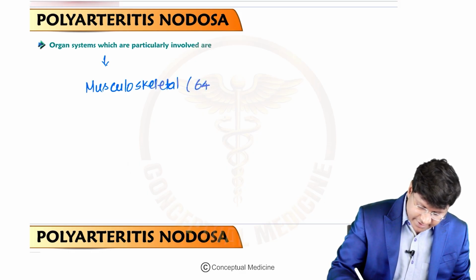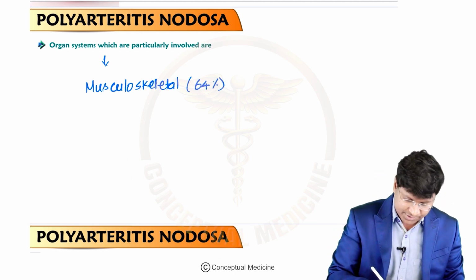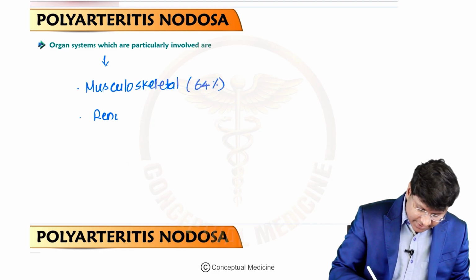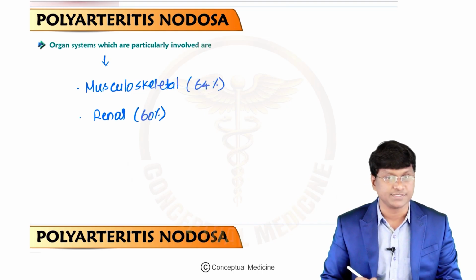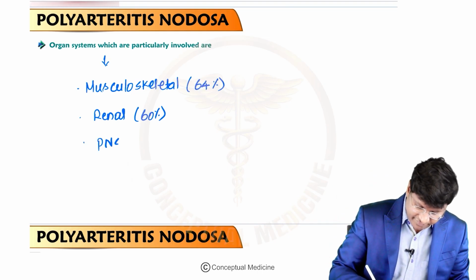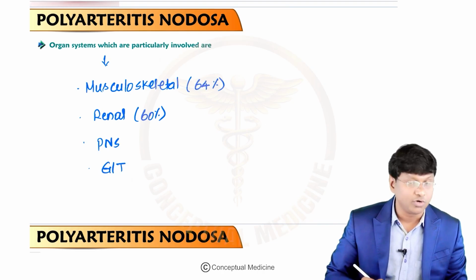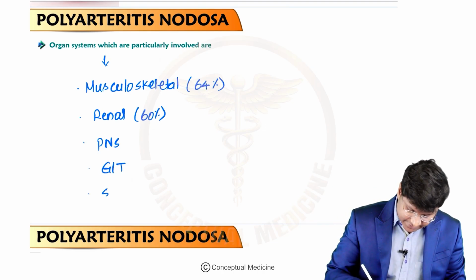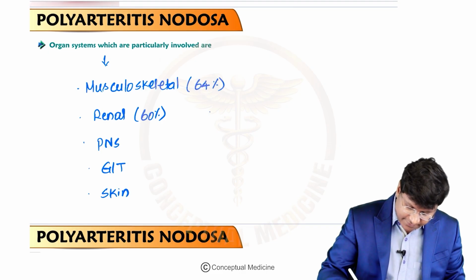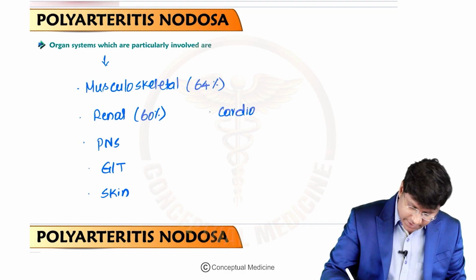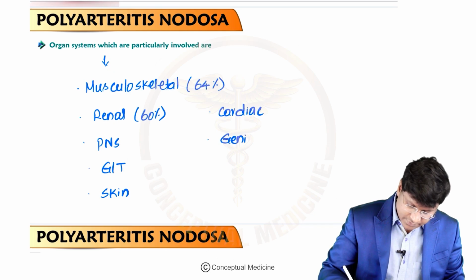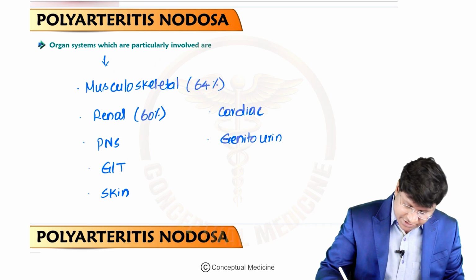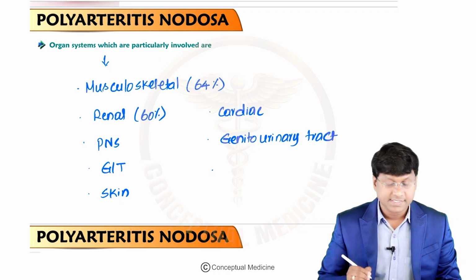Musculoskeletal involvement is seen in almost 64% of patients. Then followed by that, there will be involvement of the renal artery in almost 60% of patients. Then involvement of the peripheral nervous system, involvement of the GIT, that is the gastrointestinal tract, involvement of the skin, involvement of the cardiovascular system, involvement of the genitourinary tract, and lastly, the central nervous system.